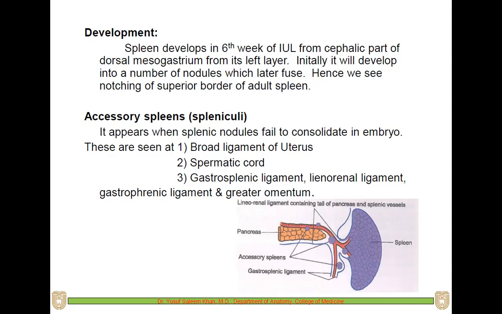What are accessory spleens? They are nothing but the unfused lobules or nodules of the spleen, which are called the spleniculi. Usually they are seen in the broad ligament of the uterus in case of females. They are seen in the spermatic cord in case of males, and sometimes in both genders they are seen in the gastrosplenic ligament, sometimes in the lienorenal ligament. As the picture shows here, these are the accessory spleens in the lienorenal ligament. Sometimes they can also be seen in the gastrophrenic ligament and the greater omentum.